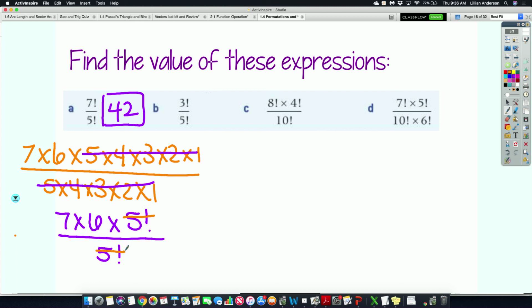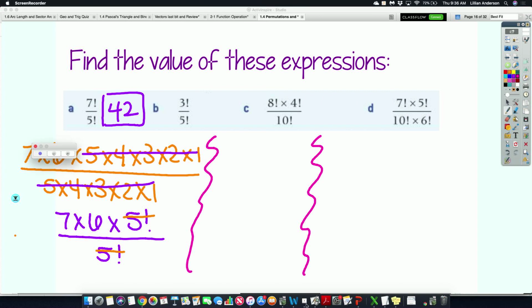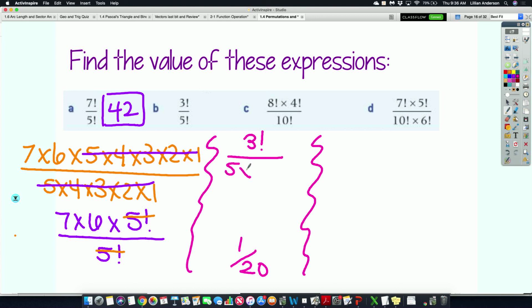Let's look at B. Well, actually, I want you guys to do B on your own. And then we'll do C together, and I want you to try D on your own. What did you guys get for your answer? 1 over 20. Yes, it's 1 over 20 because you basically have 3 factorial all over 5 times 4 times 3 factorial. When you cancel things out, please don't make that mistake. There's still something at the top. It's a 1. Okay? So you have a 1 over 20.